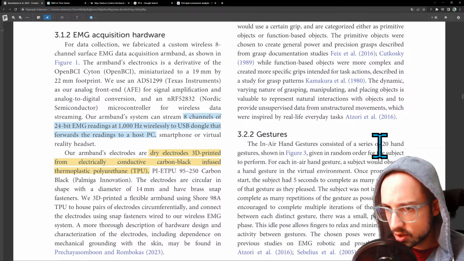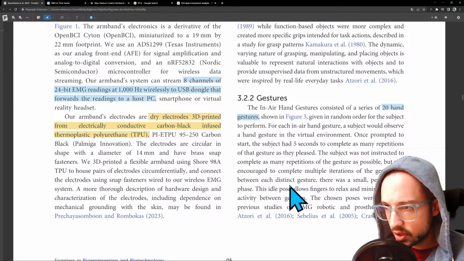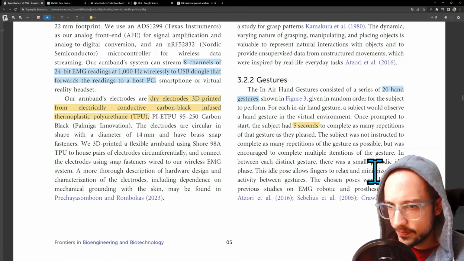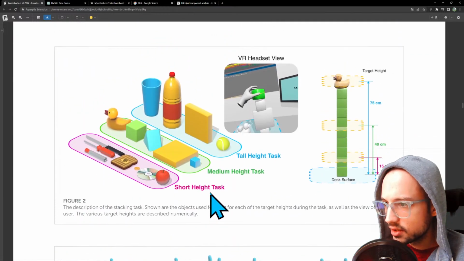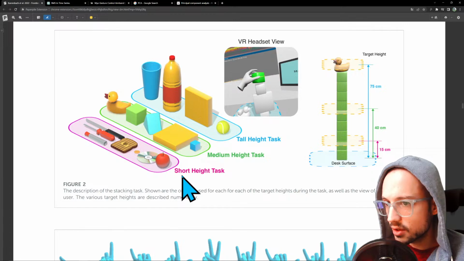So hand gestures, you have 20 different hand gestures here, given in a random order. 5 seconds, so little short hand gestures. These aren't very long things. It's basically just a classification problem where you're given 5 seconds of EMG data, and then you have to classify it as one of 20 hand gestures. So relatively simple task here.